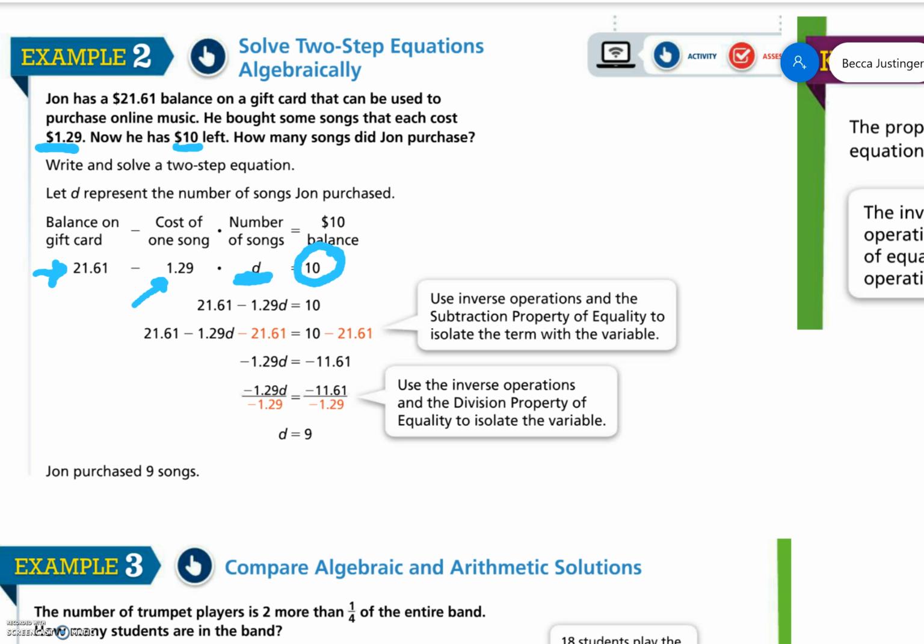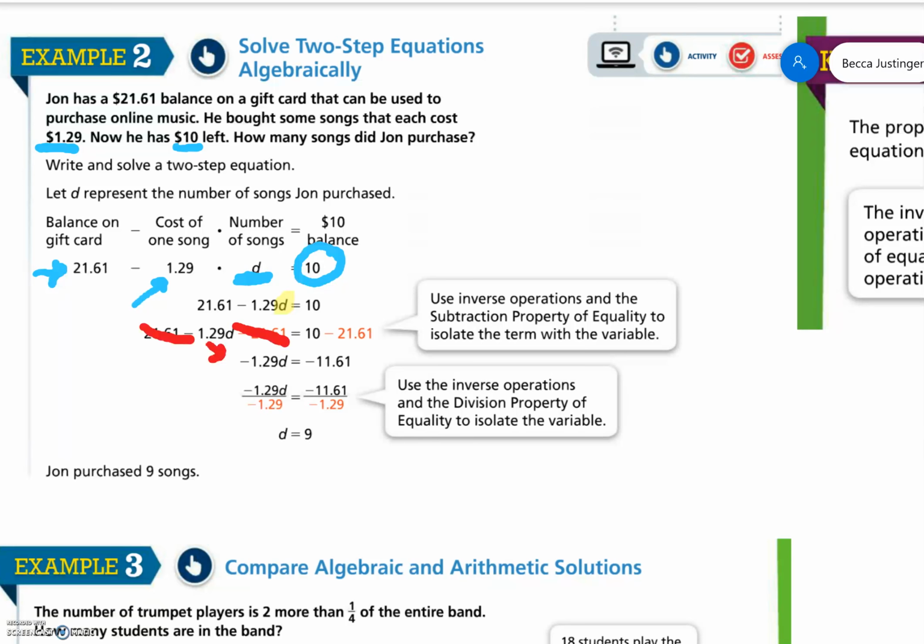So now we're trying to get D by itself. Remember that notion of working the farthest away from the variable. So we can't get rid of the 1.29 yet. We can get rid of the 21.61. So 21.61 is positive, so we're going to subtract it from both sides, meaning it would cancel out on the left. 21.61 minus 21.61 equals 0. So you just bring down the negative 1.29D. And then 10 minus 21.61 equals negative 11.61.